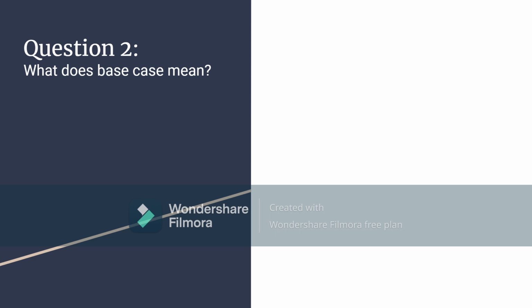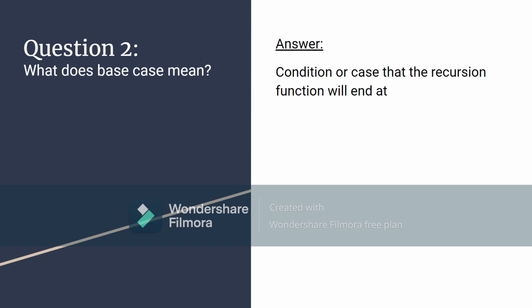Question 2. What does base case mean? You can either pause the video right now to think about it or rewatch the video. A base case is a condition or a case that the recursion function will end at. For example, when factorial reaches 1, it will return 1 and it will continue from there. And that is a base case.